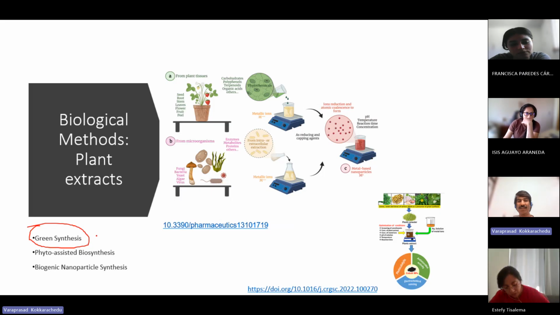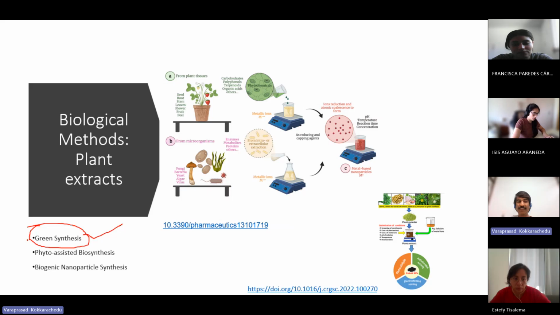Why do we call it the green synthesis process? Generally in the chemical process, we use toxic chemicals for the reduction of the nanoparticles. Here we do not use a lot of toxic materials. We use natural materials, like water. They are not too toxic for the environment and for humans also. That's why we call it the green synthesis process.